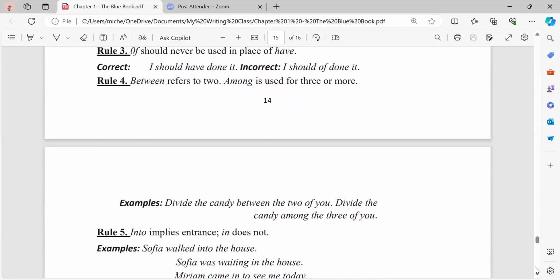Anyway, so rule number four: "between" refers to two, "among" is used for three or more. So basically, like this, compared to superlative. Divide the candy between the two of you. Divide the candy among the three of you. So when you're talking about two things, like dividing candy right here, we use "between". We already know that it's between two people or two of something, while when we use "among", it is three or more.